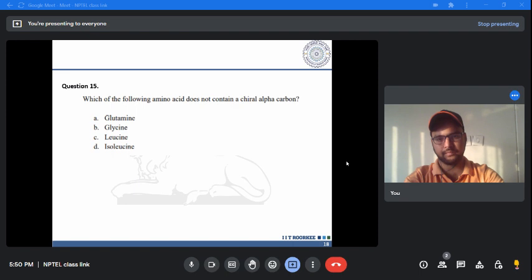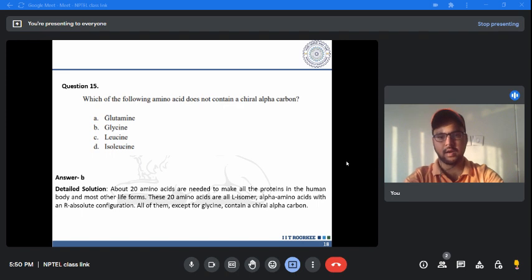Okay, so the right answer for this question is B, glycine. 20 amino acids are needed to make all the proteins in the human body and most other life forms. These 20 amino acids are all L-isomer alpha amino acids with the R absolute configuration. All of them except glycine contain chiral alpha carbons. So the right answer for this question is glycine.